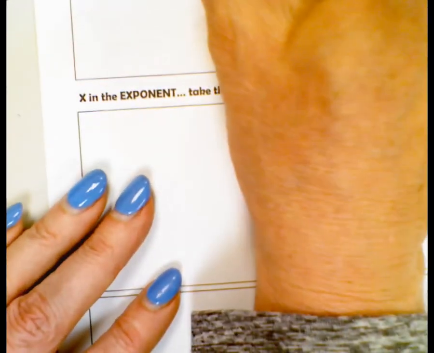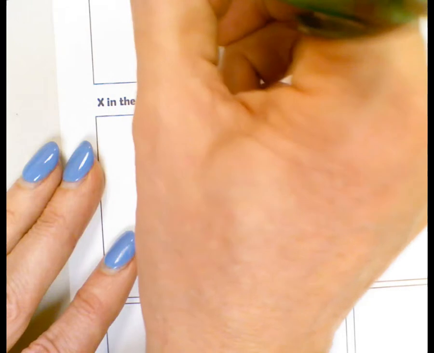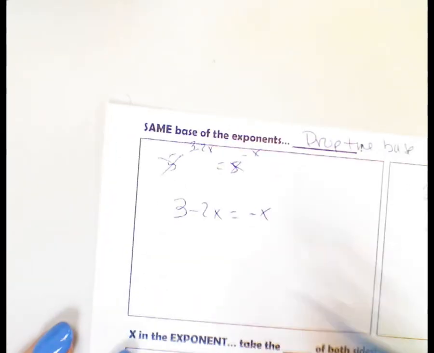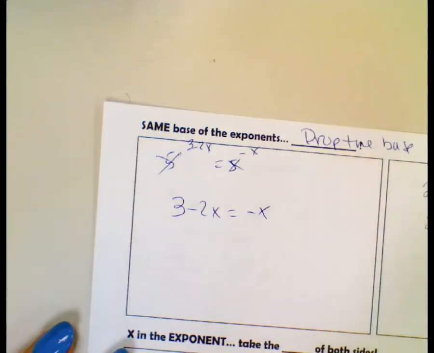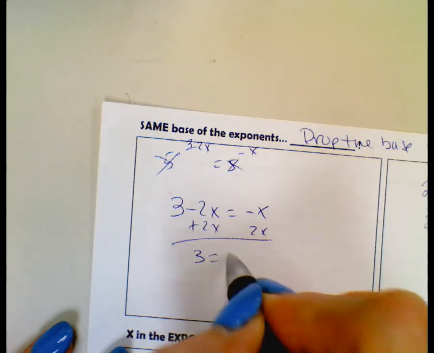Okay? So what do you do if you have the same base of the exponents? You drop the base. So we're just dropping the 5s. So we have 3 minus 2x equals negative x. My God, you can't see this, sorry. Drop the base, set the exponents equal. So I'm going to add 2x to the side and get 3 equals x.